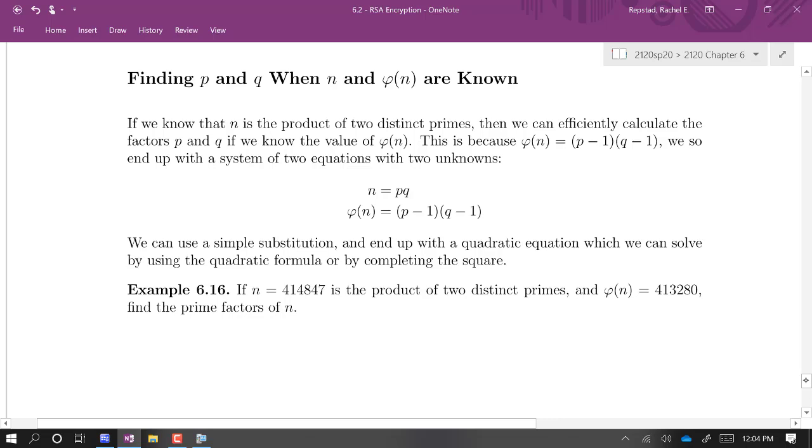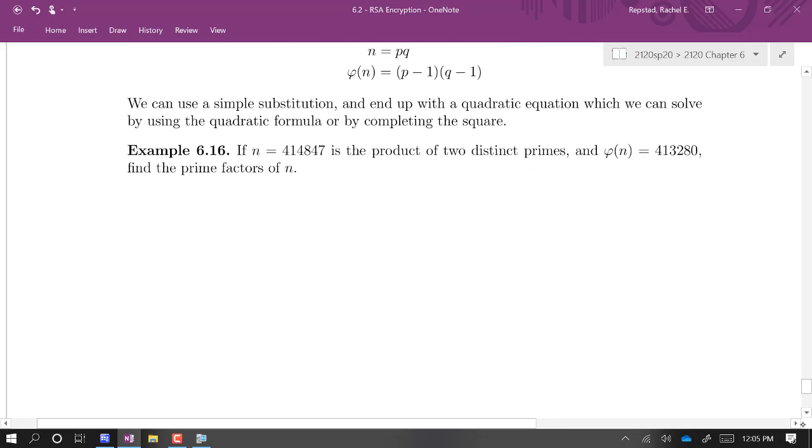Now, it's not just knowing n and phi of n, it's also knowing that n is the product of two distinct primes. So because we know n is the product of two distinct primes, p times q, that means phi of n is this product, p minus 1 times q minus 1. And so if you know n and phi of n, then you get a system of equations, two equations with two unknowns. So for example, if we know the value of n is 414,847, and that's the product of two distinct primes, and they give us phi of n, we're going to find these prime factors.